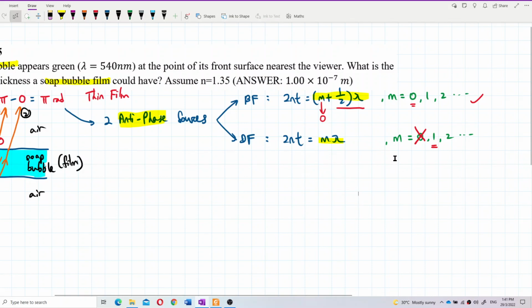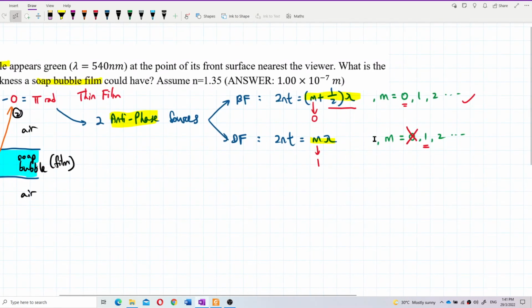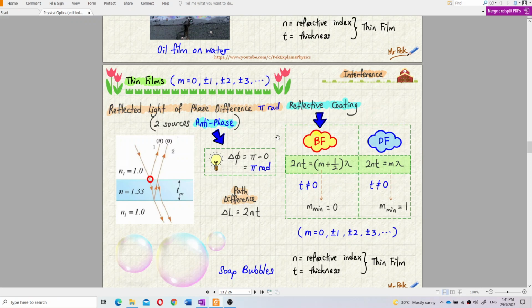Right. So this order must start from 1. It cannot start from 0. I already explained this in my lecture video. For the dark fringe, the thickness cannot be 0, so the minimum order should be equal to 1.